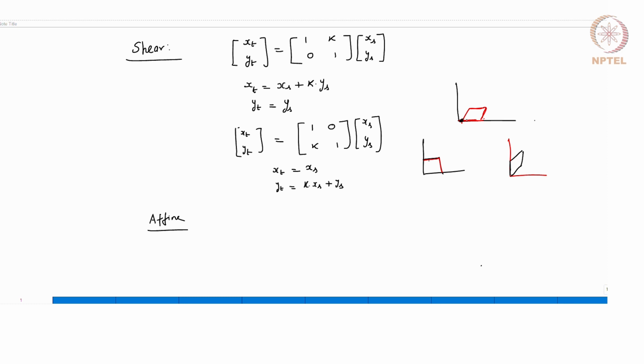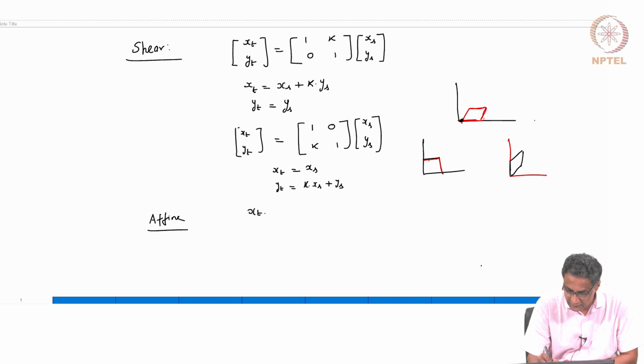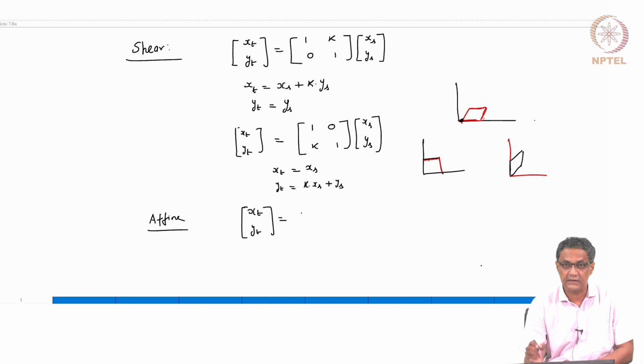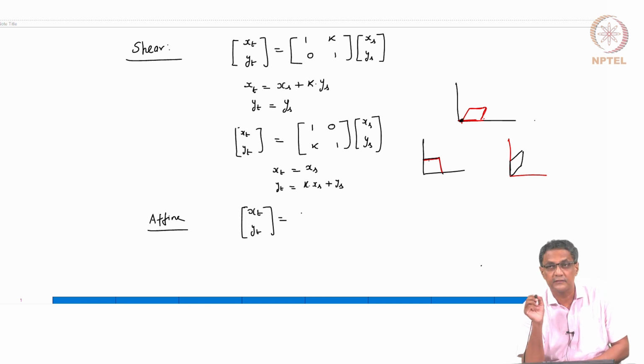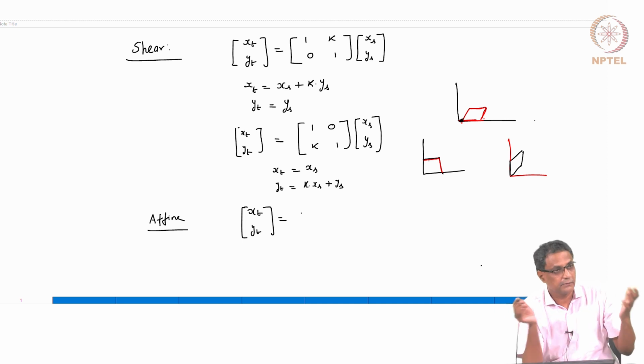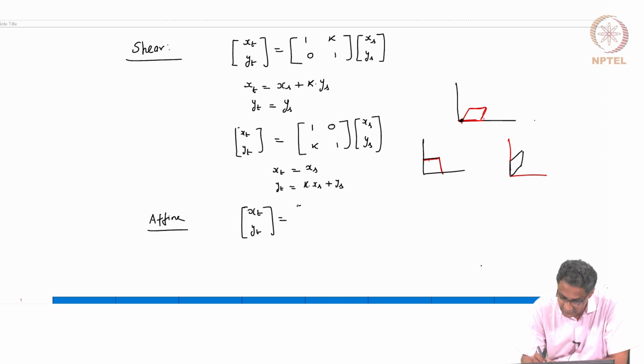So the affine is more general, and it looks like xt yt equals the matrix a, b, c, d times xs, ys plus dx, dy. By the end of this class, you should be able to stitch images. For example, you should be able to take your camera, capture pictures, and stitch them.